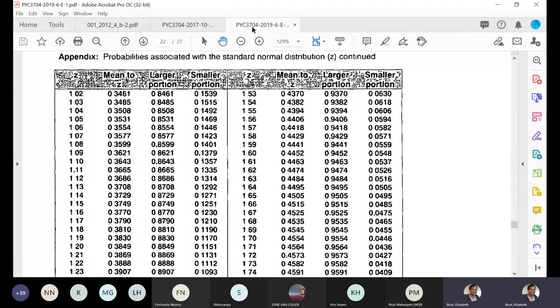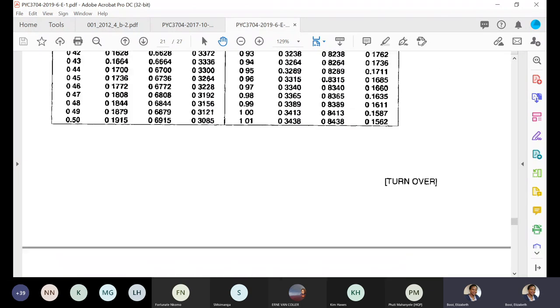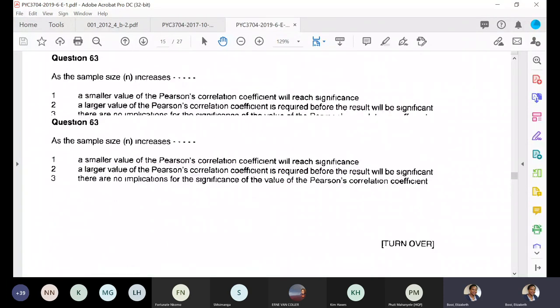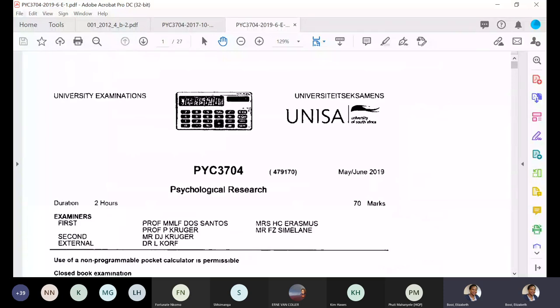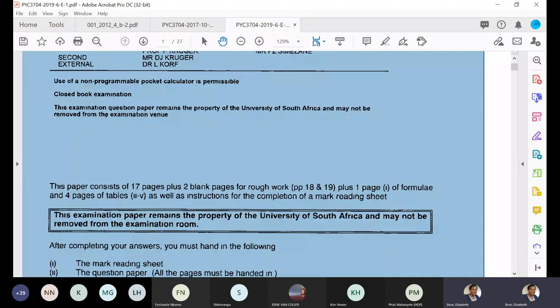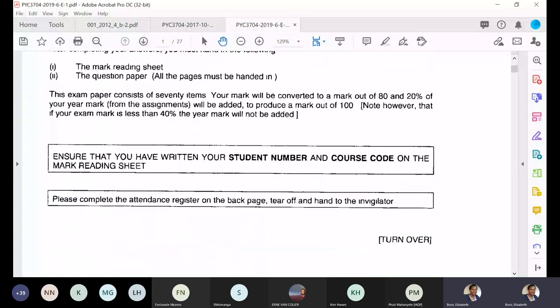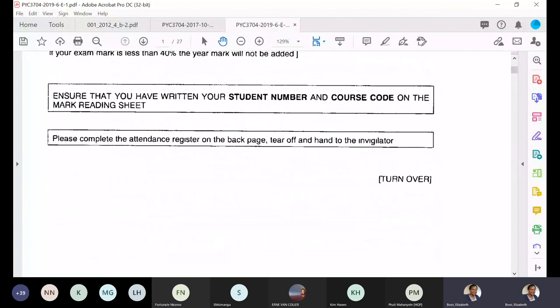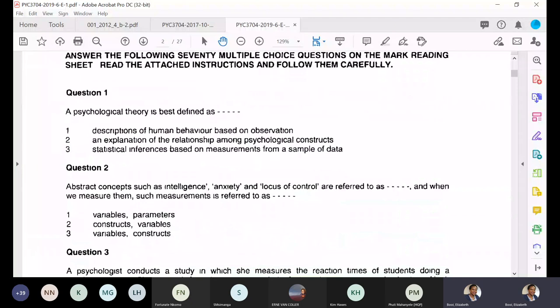I think the difficulty with your paper is in the beginning because there are too many theories there. And I think we spent too much time there because we didn't know most of the answers. We had to Google them. When we came to the statistics part, it was easy and quick. So let's go to the beginning of this one. So we're looking at May, June 2019. So let's see if we can finish this one.